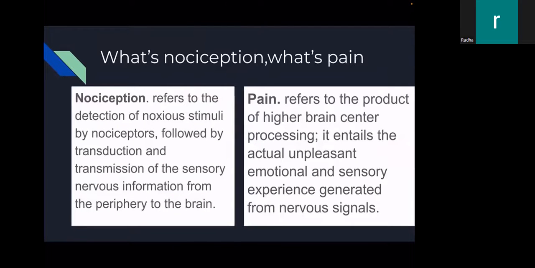Next important thing: what is nociception and what is pain? Nociception refers to just the detection of noxious stimuli. As we saw in the picture, just the stimuli, for example fire or a cut or any type of stimulus, detected by the receptors, followed by transduction and transmission of sensory nervous information from the periphery to the brain. That is nociception. But what is pain? Pain refers to the product of higher brain center processing. It entails the actual unpleasant emotional and sensory experience generated from the nervous signal. So this is a very important definition which needs to be understood. A few things to take from today's session; this is very, very essential to be understood.